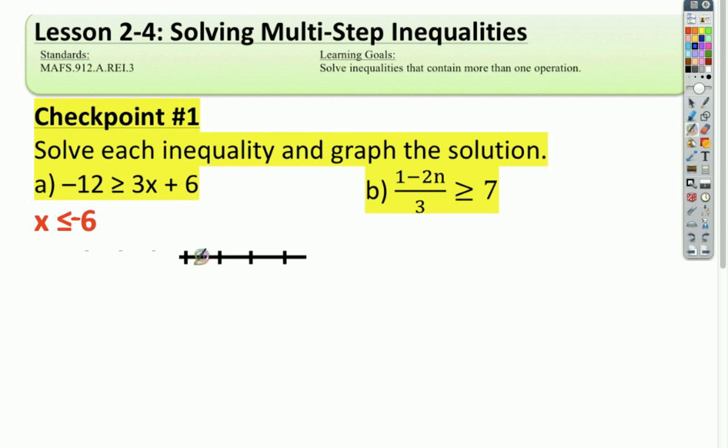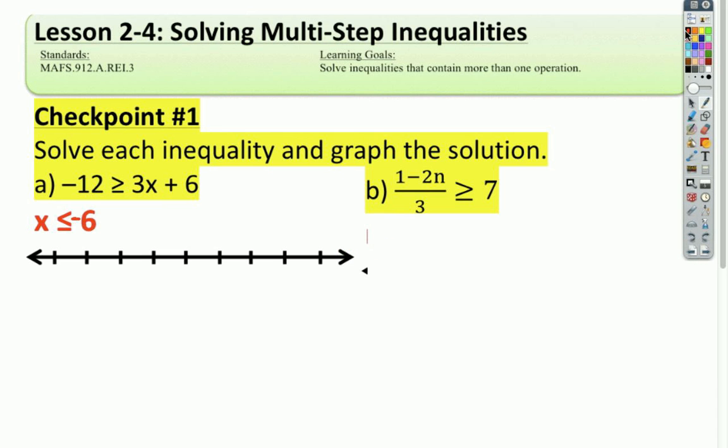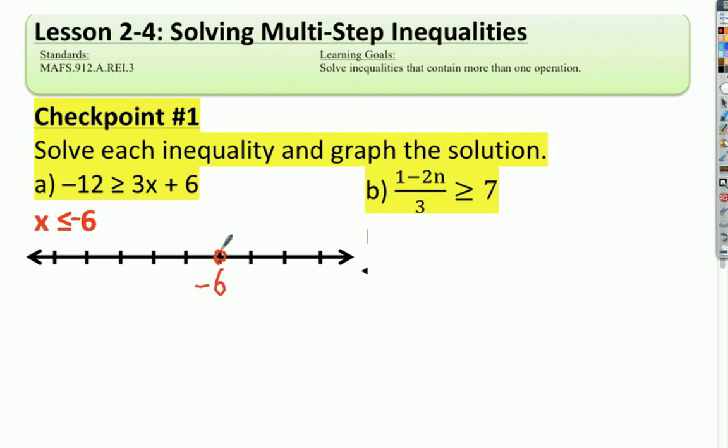And graphing at this point, you should have no trouble whatsoever with graphing. You put in a -6 somewhere. Put in a closed circle. Shade in.